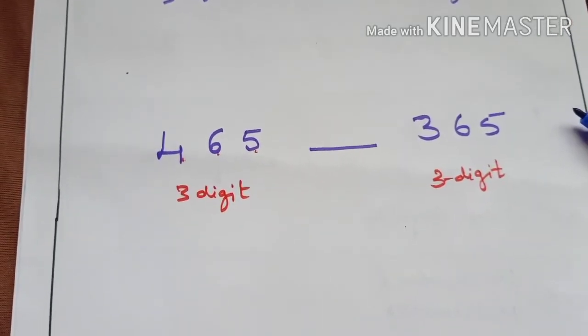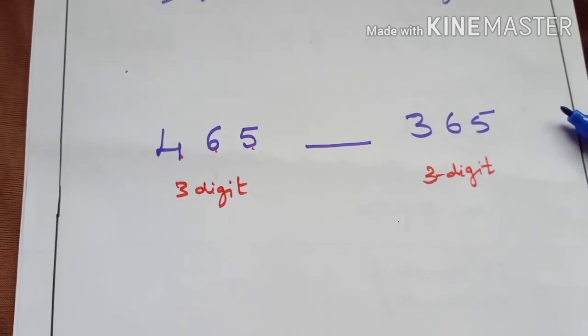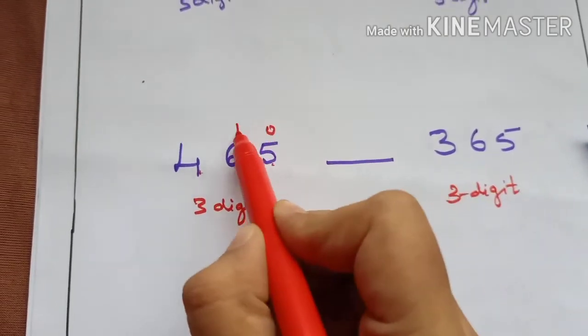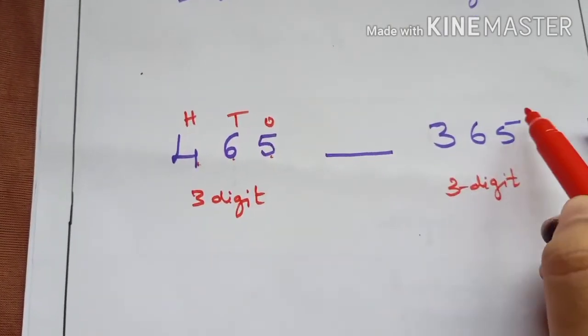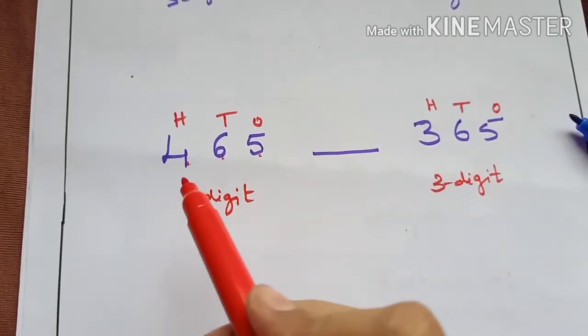In this situation, the digit rule will not work. So choose the highest place value. Write down the place values: ones, tens, hundreds. Here also ones, tens, hundreds. Which is the highest place value here?